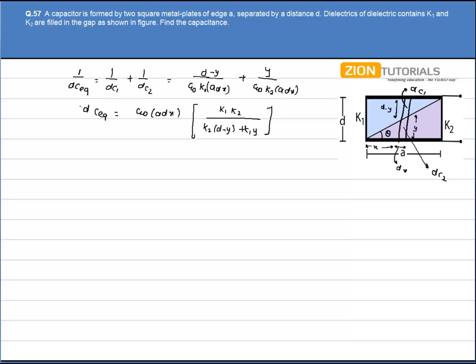Now on rearranging this equation, we can get dC equivalent as epsilon naught a K1 K2 dx over K2 of d minus y plus K1 y. One thing to note is that y by x can be written as tan theta, so I have y as x tan theta. Now making the substitution in this equation, I can write dx divided by K2 of d minus y, that is d minus x tan theta, plus K1 x tan theta.